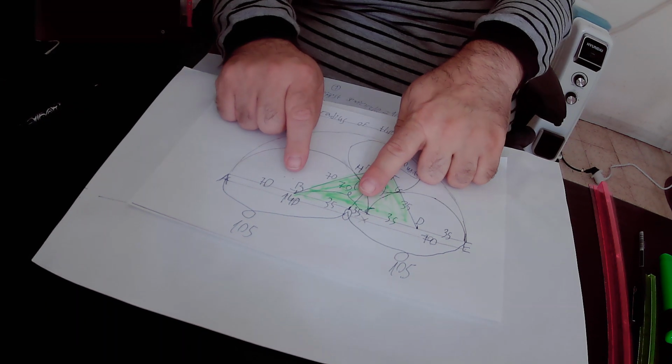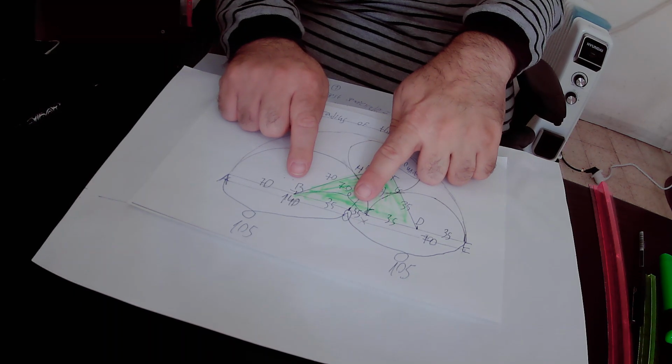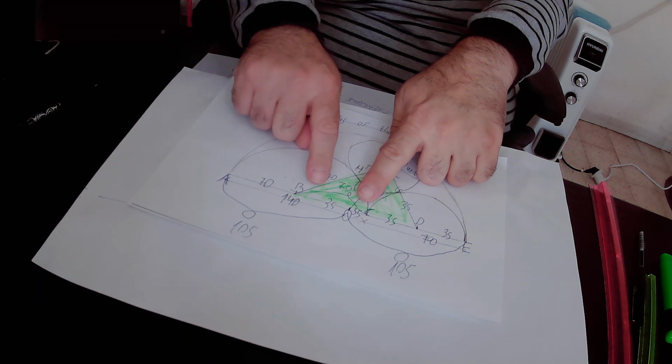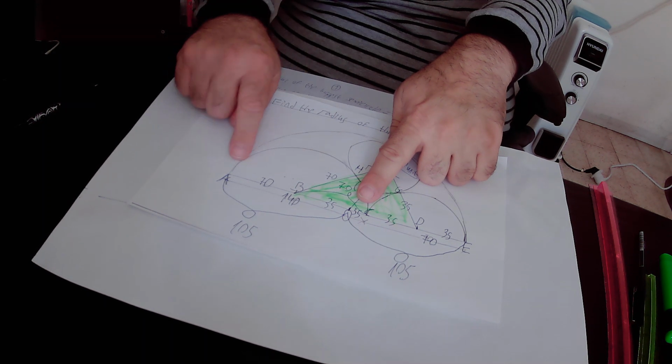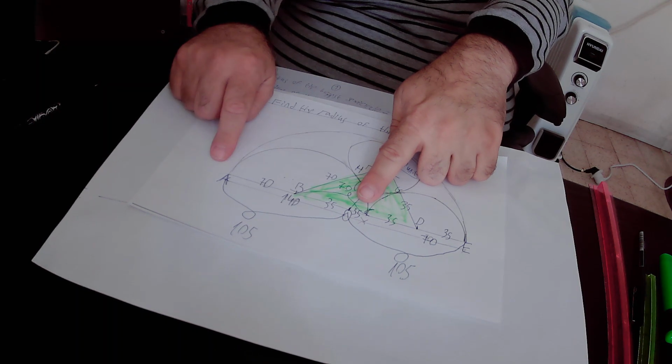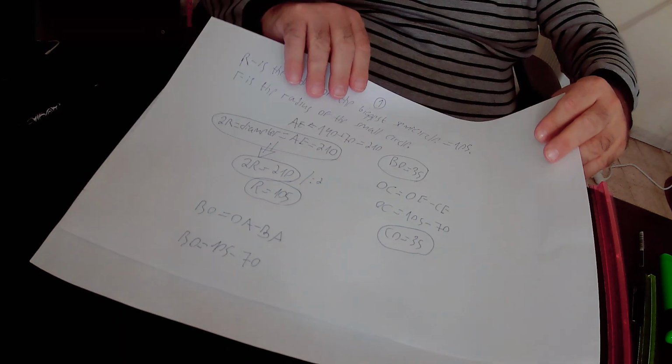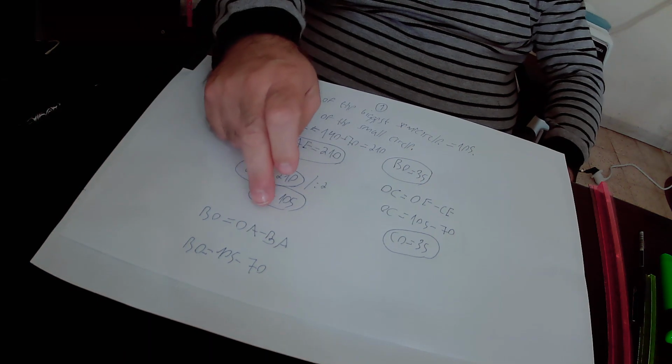In the next step, we find the length of this line segment OB. From the drawing, it is very easy to see that OB equals OA minus BA. Again, OA minus BA equals OB. I'll repeat again: OB equals OA minus BA.